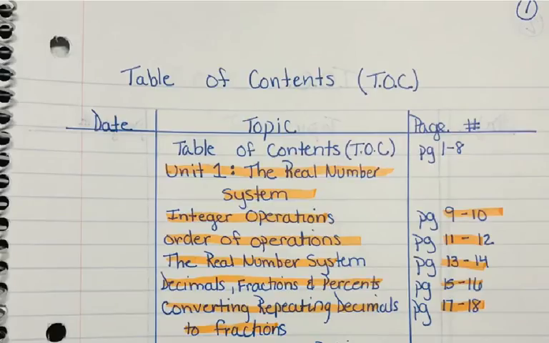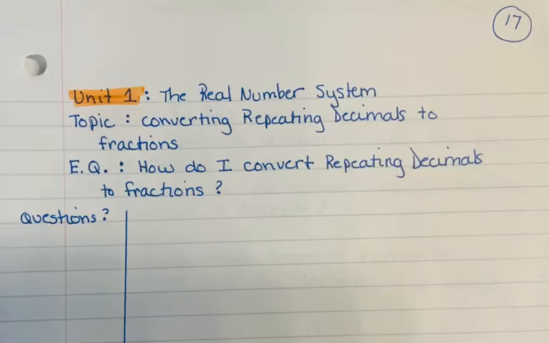Make sure your table of contents is filled in. You should be converting repeating decimals to fractions around page 17 through 18. Remember, pause the video at any time you need to stop and just write things down.